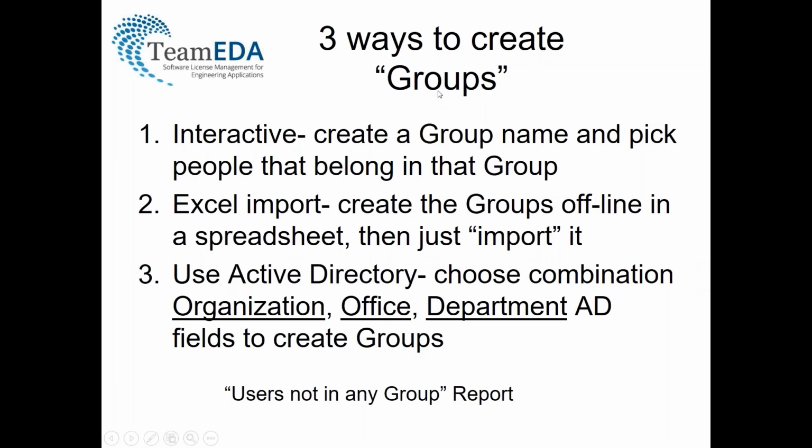So a little more on groups. There are 3 ways of creating a group. One is interactive, which I described earlier. You create a group name and you just click off the names of the people that belong to that group. And you can come back later and manage that, take off names, add other names. That's the interactive method. The second method is using an Excel spreadsheet offline. So basically you create your groups in an Excel spreadsheet, save it, you come in and then just import it and all your groups are automatically set up. The third way is using your Active Directory to create the groups. And we have the ability to create groups based on organization, office, or department, or any combination of the 3. And you can create your groups that way.